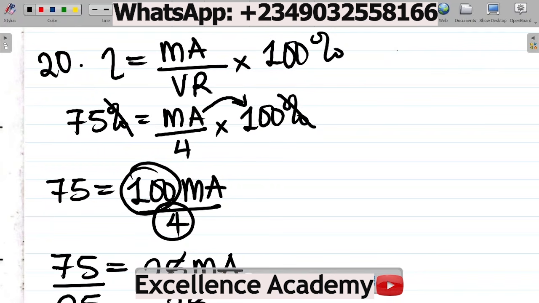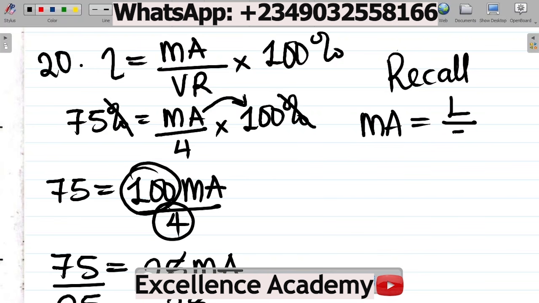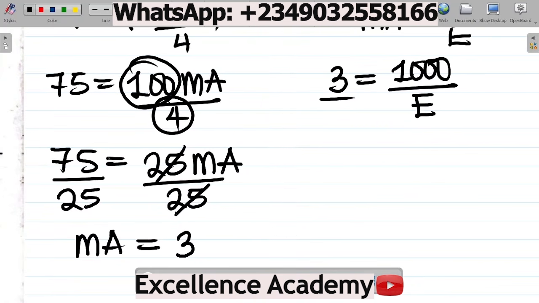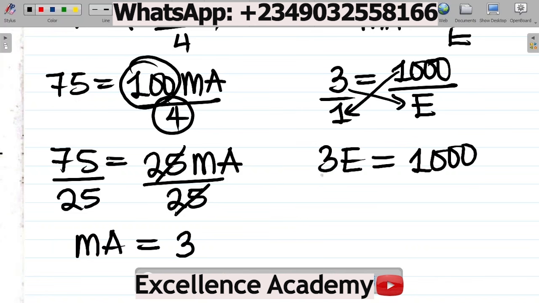Again, you want to recall that mechanical advantage MA is equal to load all over effort. The mechanical advantage, as we got, is 3, which is equal to the load, 1000, all over the effort. The effort is unknown; we are asked to find that. To get the value of effort, this is all over 1, so 3 times effort is equal to 1000 times 1, which gives you 1000. Divide both sides by 3.